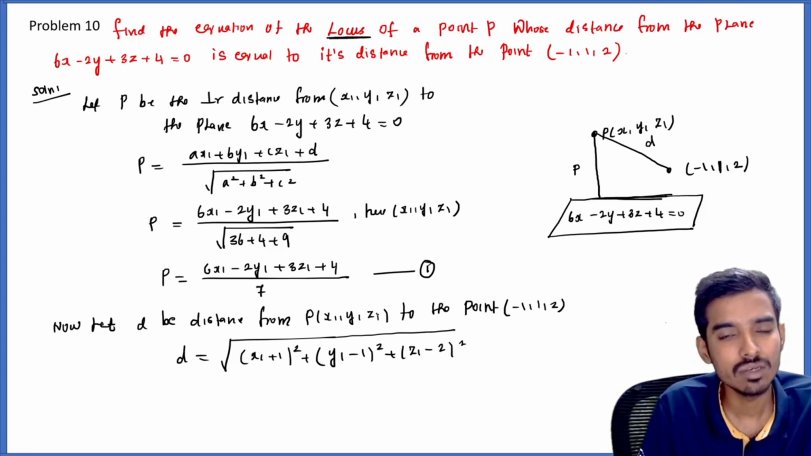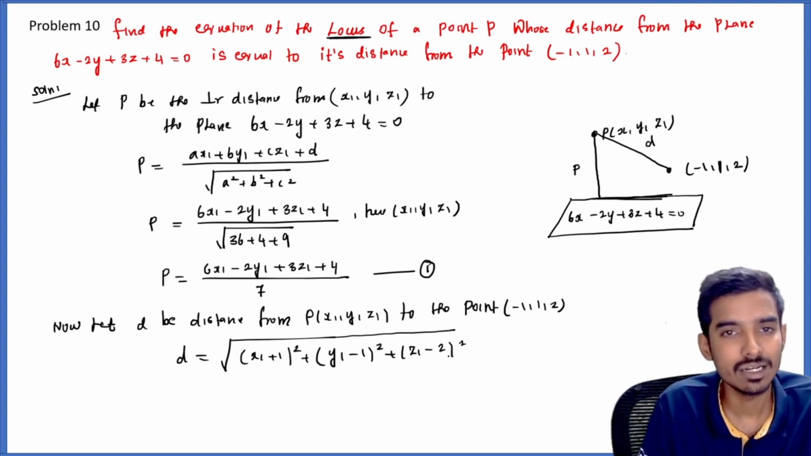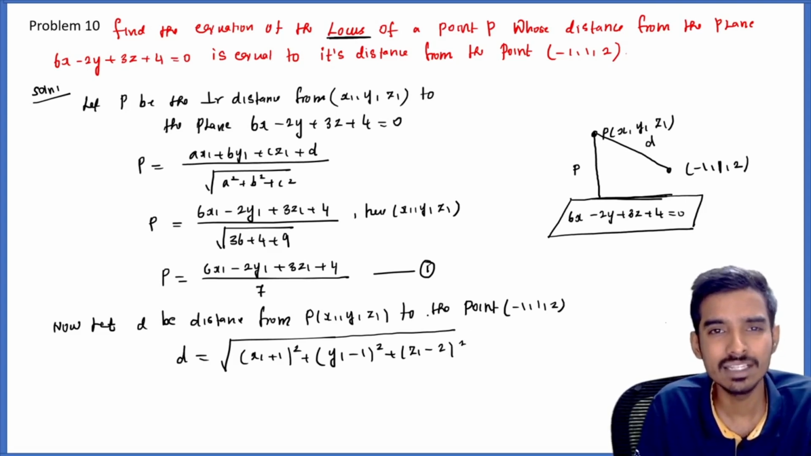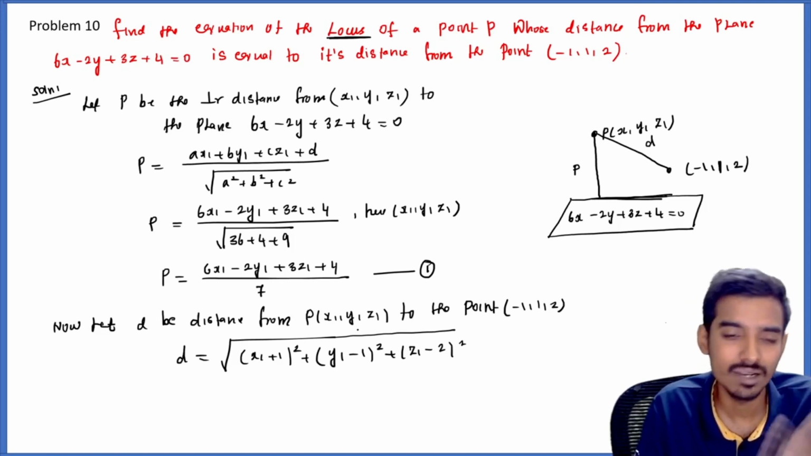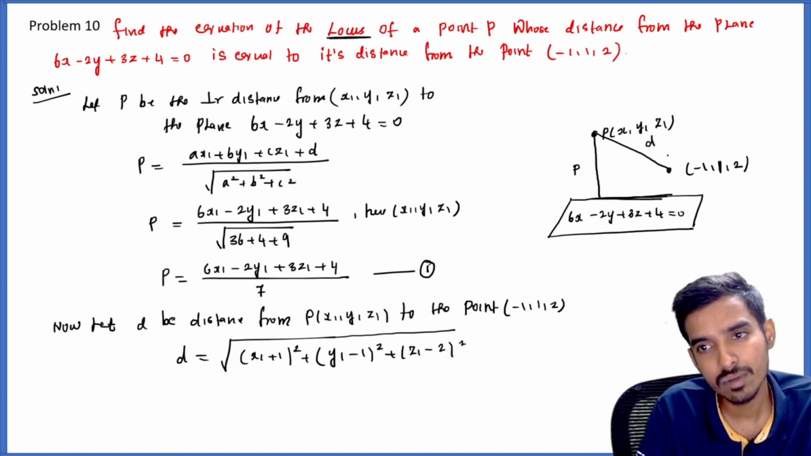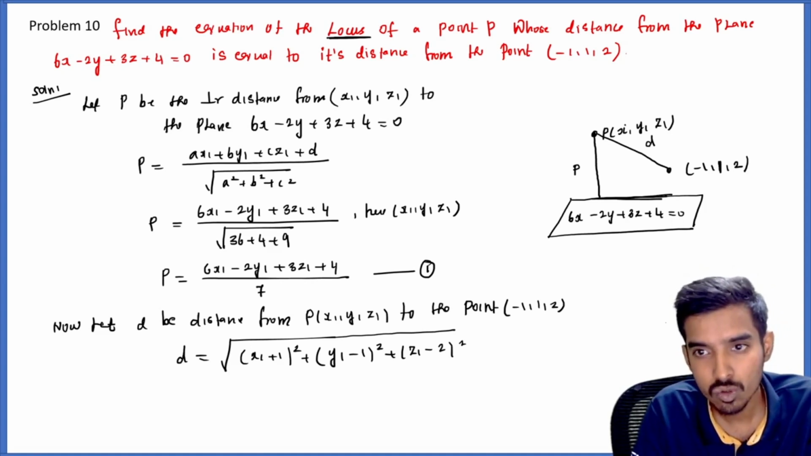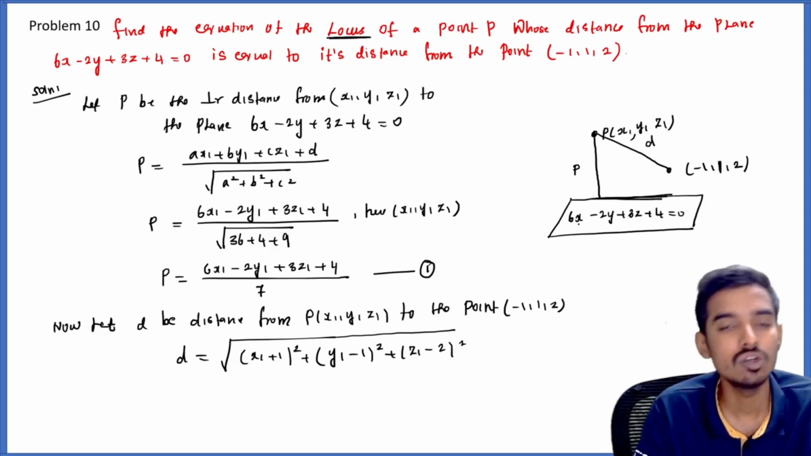Minus 1 minus x1 is the same as x1 plus 1. You just take this as x1, y1, z1 and take this as x2, y2, z2. So you'll get this equation, right? No problem. You can reverse it; the distance between A to B is the same as B to A, right? Okay, so this is the distance D. This D is given by the root of (x1 + 1) whole square plus (y1 - 1) whole square plus (z1 - 2) whole square.